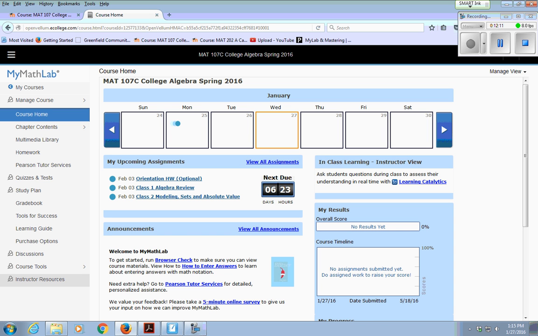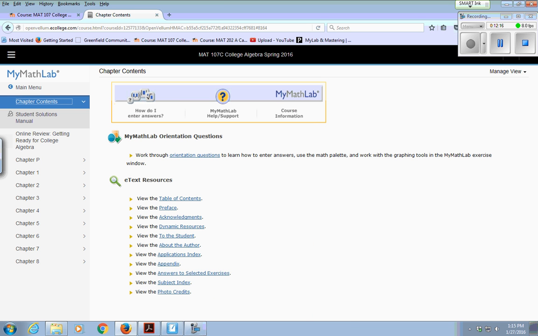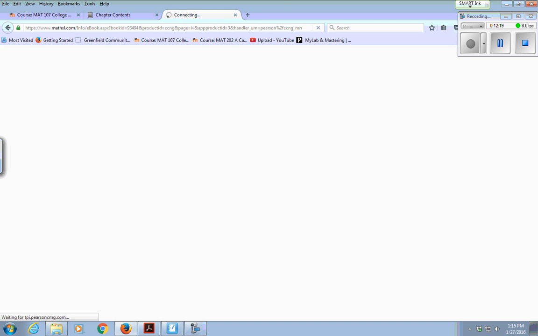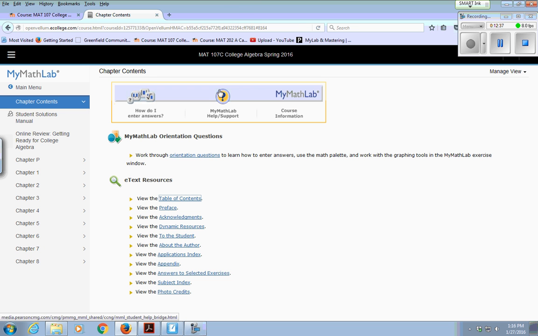All right, so along the left here are several menus. If you click chapter contents, this is how you get to the textbook. Right, so if you just click table of contents, a new tab opens, and I don't have Adobe Flash on this computer. So, go away. I think if I do it in Google Chrome, it'll work, but that's how you get to it. So that's also a good tip. If you have trouble, try a different browser. Firefox and Google Chrome seem to work the best.